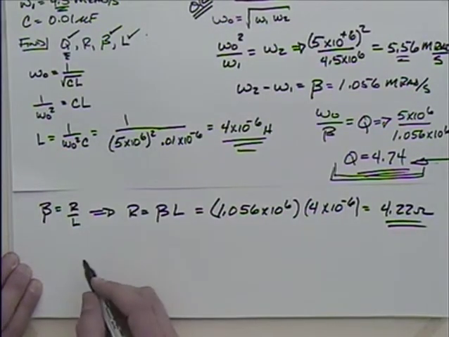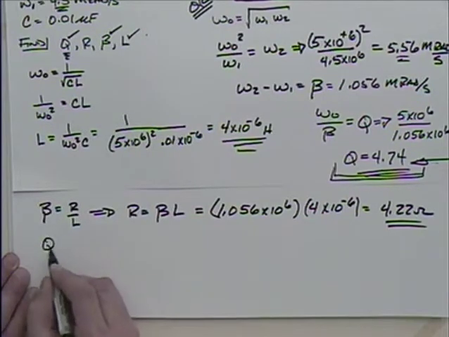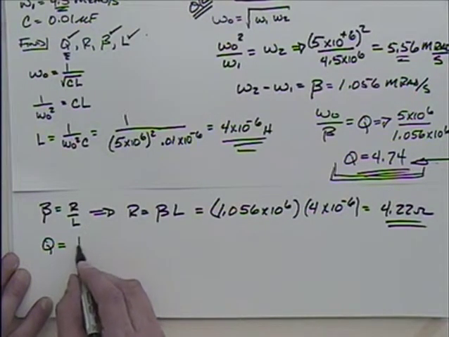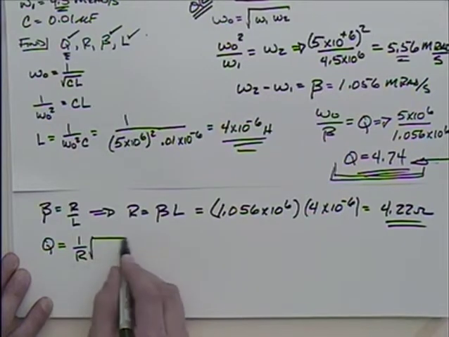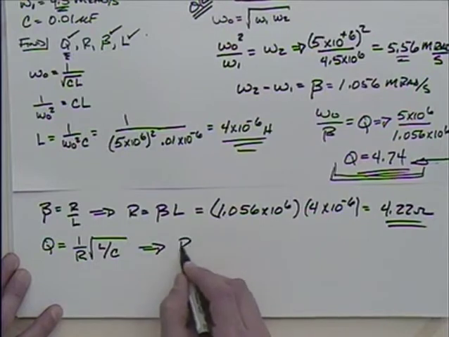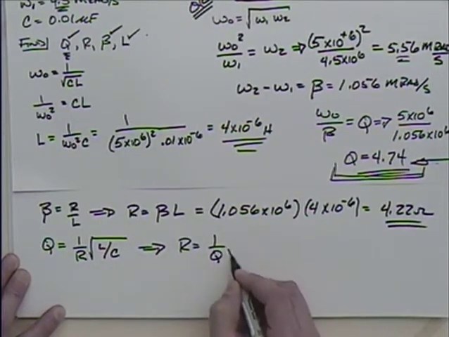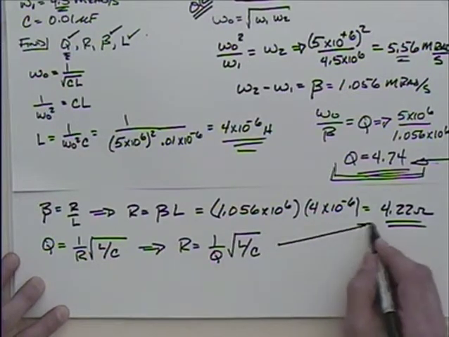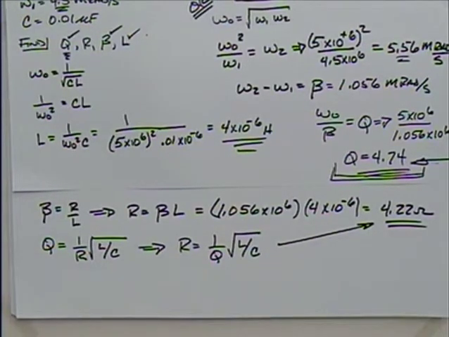Another way of doing that would be to recognize that Q, quality, and this is unique to series also. Parallel is going to be a little different equation. It's going to be equal to 1 over R times the square root of L over C. So we could rearrange that and say that R is equal to 1 over Q times the square root of L over C, and we would get exactly the same R. Questions with that? Pretty low R, isn't it?